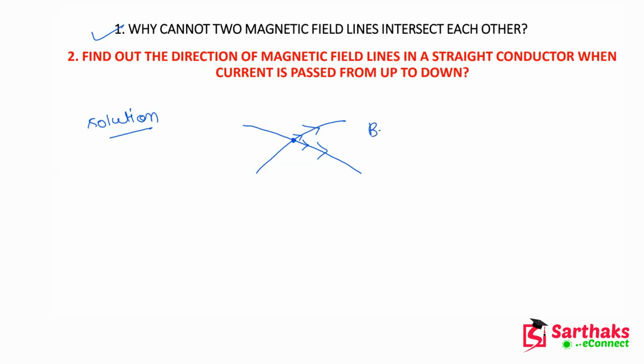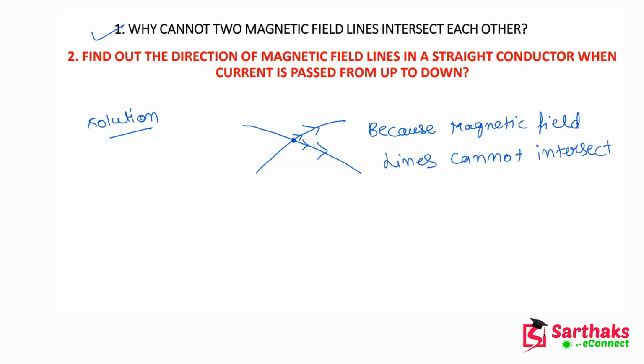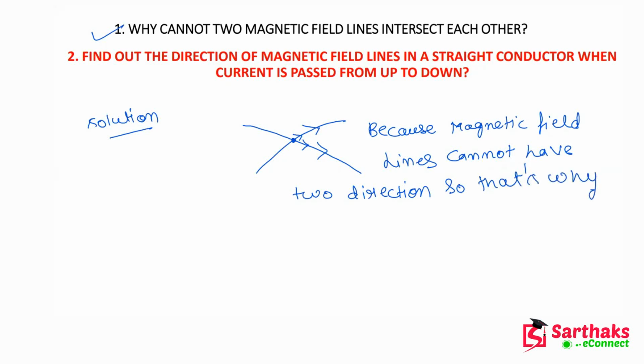So what would I write? Because magnetic field lines cannot have two directions, that's why they cannot intersect each other. Okay guys, I hope you got this point.